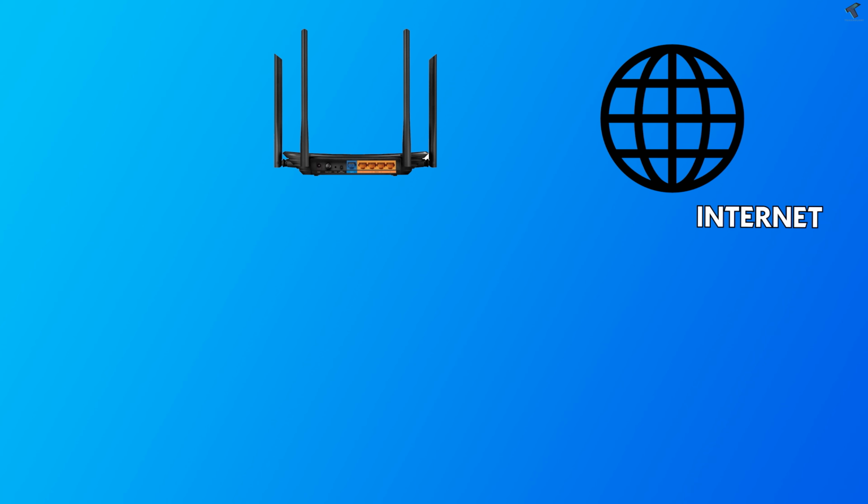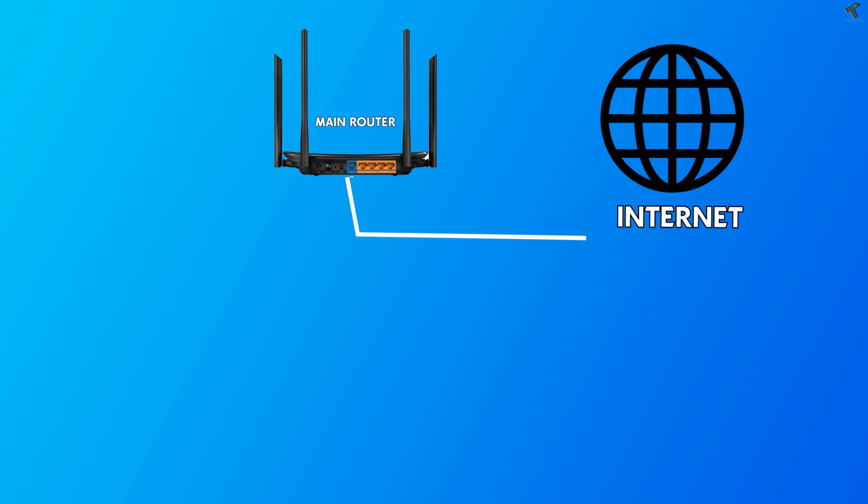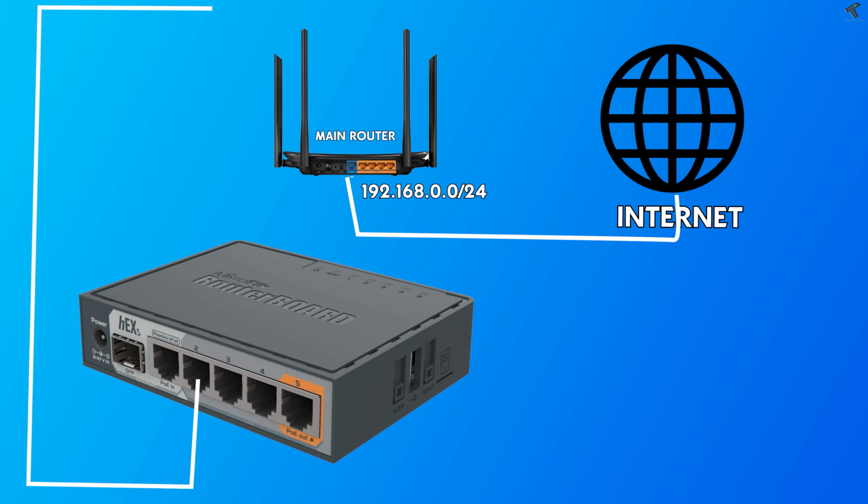Here we have our main internet connection coming from the ISP, which is connected to a normal Wi-Fi router. In my case it is a TP-Link CR6, and this router is using the network range 192.168.0.0. From one of the LAN ports of this Wi-Fi router, I will connect a cable to port 2 of my Mikrotik router. This port will work as a WAN interface for Mikrotik, meaning it will receive internet from the main router.